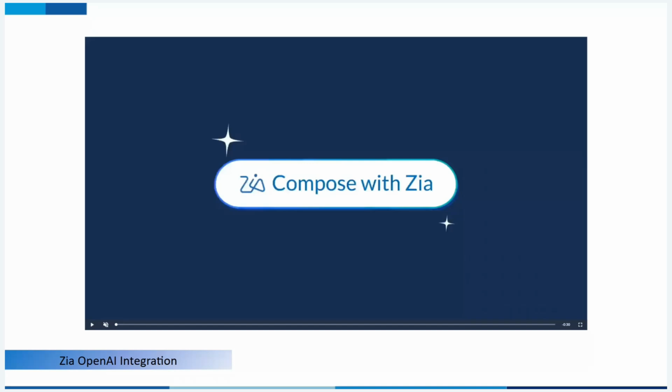But it doesn't stop there. Zia can also analyze your past posts to identify what type of content performs best, helping you refine your strategy over time. Plus, it can generate instant responses to comments or messages, making it easier to keep up with your audience and build meaningful connections.